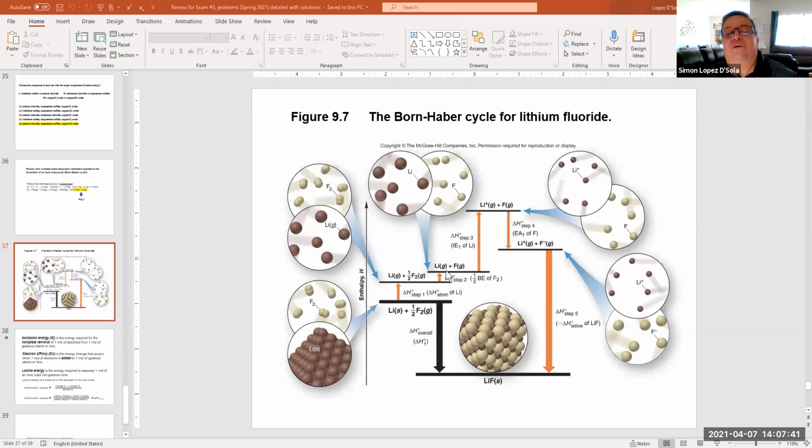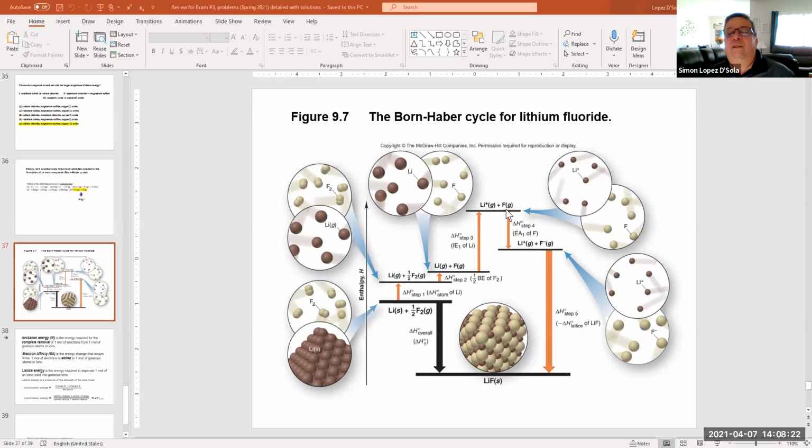And then after, you need to detach one electron from the lithium to form lithium plus in the gas phase. When you detach one electron in the gas phase, that process is called ionization energy. And as you might remember, ionization energy is an endothermic process. So the pass from lithium gas to lithium plus gas, removing one electron, is the first ionization energy for lithium. Also an endothermic process.